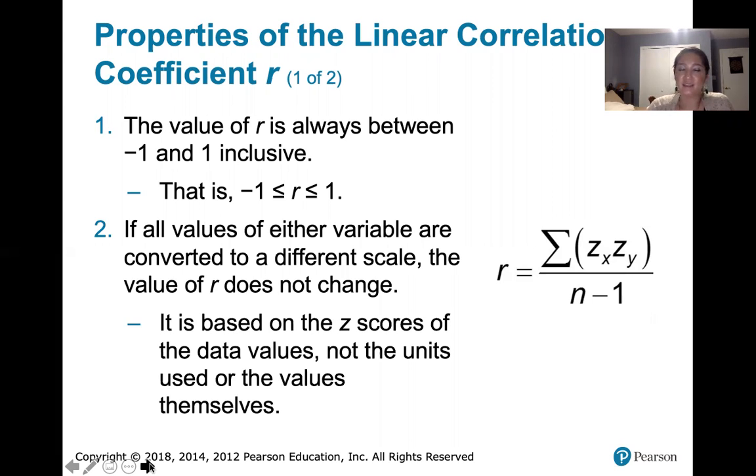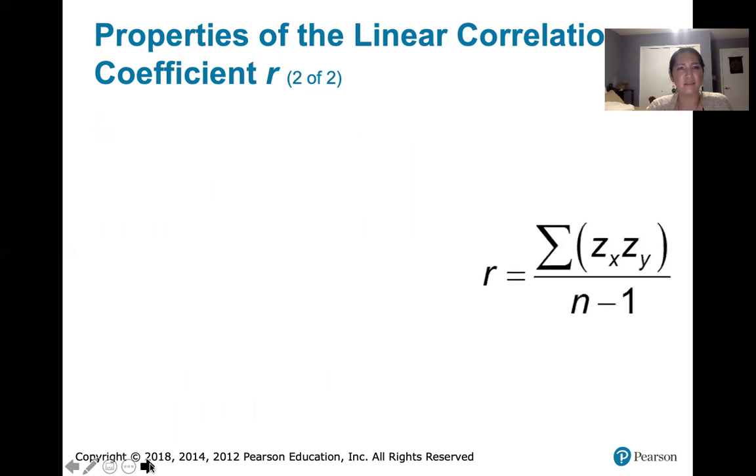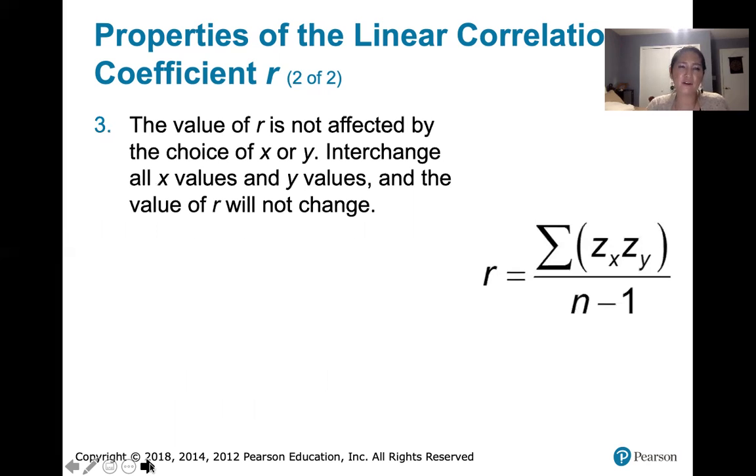Because again, this is based on the z-scores of the data values, not the units used or the values of the X or Y themselves. Third, the value of R is not affected by the choice of X or Y. If you switch all the X values and the Y values, the value of R will not change. And I think that's obvious from this formula, because we could easily swap out Z sub X and Z sub Y, and we would have the same product right here in the numerator.